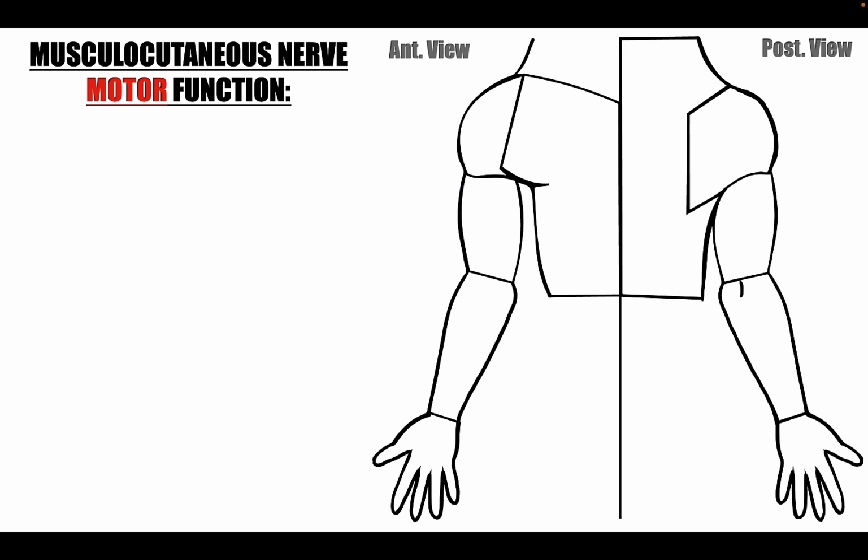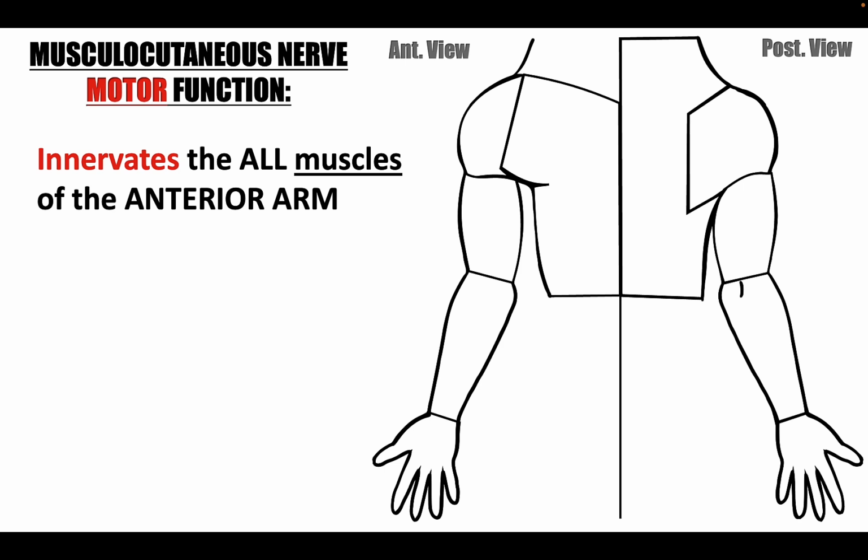Motor function first. Musculocutaneous nerve innervates the entire anterior arm compartment. Anterior arm compartment, and that compartment alone, belongs to the musculocutaneous nerve. That means all of the muscles in this area are innervated by musculocutaneous nerve. So as long as you know where you are, you don't even need to know which muscles you're talking about yet. Every muscle in this area is innervated by the musculocutaneous nerve.